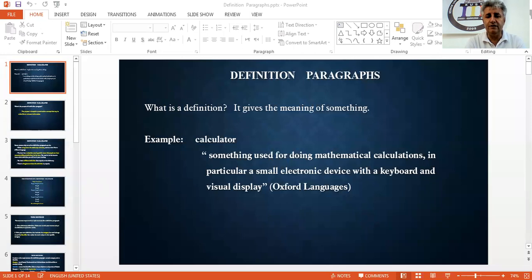Let's see what a definition means. A definition gives the meaning of something. For example, if you check the word calculator in the dictionary, you will see its definition, like something used for doing mathematical calculations, in particular, a small electronic device with a keyboard and visual display. This is the definition of the word calculator.